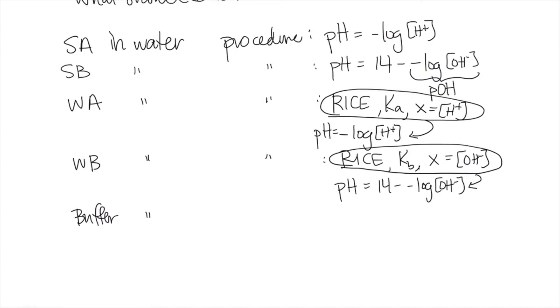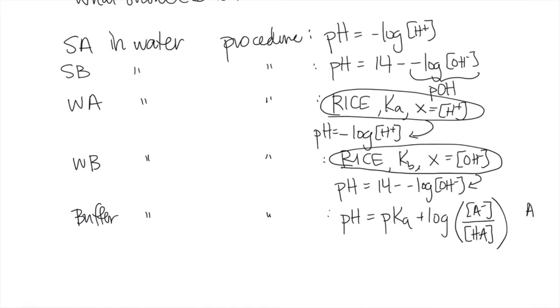Okay, last one, we've got buffer. What's our procedure? We're here going to use the Henderson-Hasselbalch equation, pH equals pKa plus the log of the concentration of A minus, which is our base, over the concentration of HA. Now, obviously, you could also have a neutral base. So sometimes you might have B over HB plus, right? Just a note there in case that comes up.